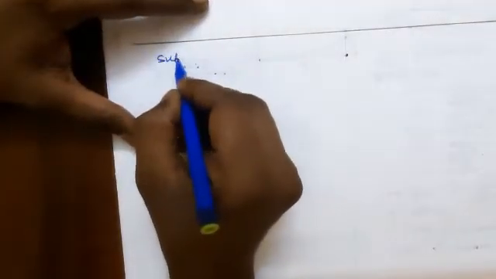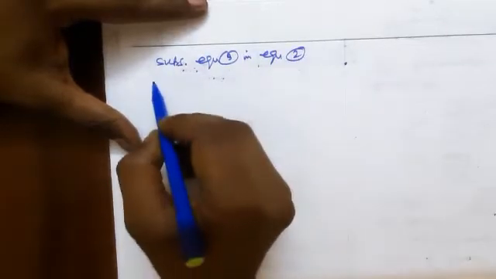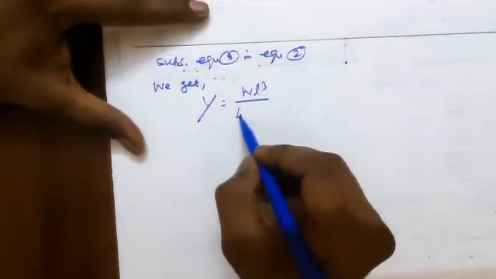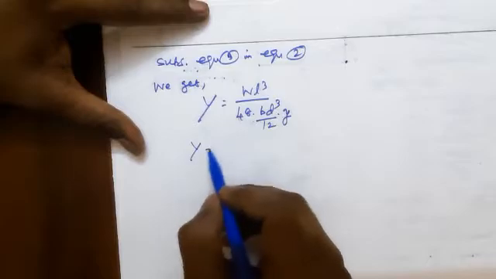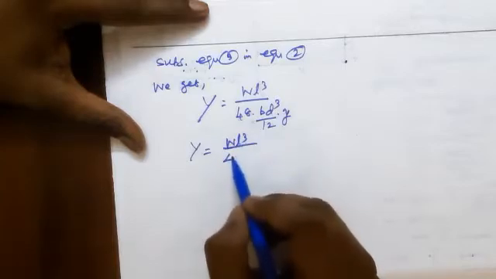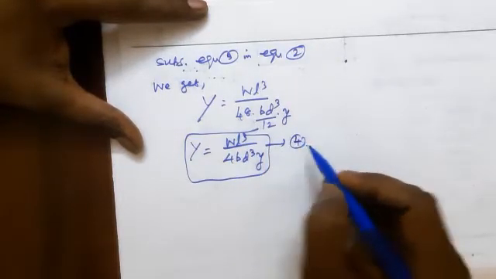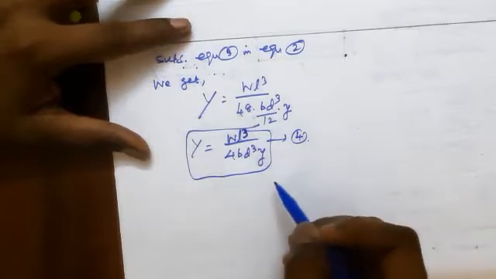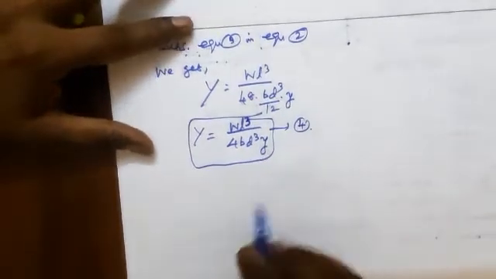Substitute equation 3 in equation 2, we get capital Y equal to WL cube divided by 48 BD cube divided by 12 into small y. We simplify this equation, capital Y equal to WL cube divided by 4BD cube into small y. Equation number 4. This is the expression for Young's modulus of a rectangular beam using non-uniform bending method.